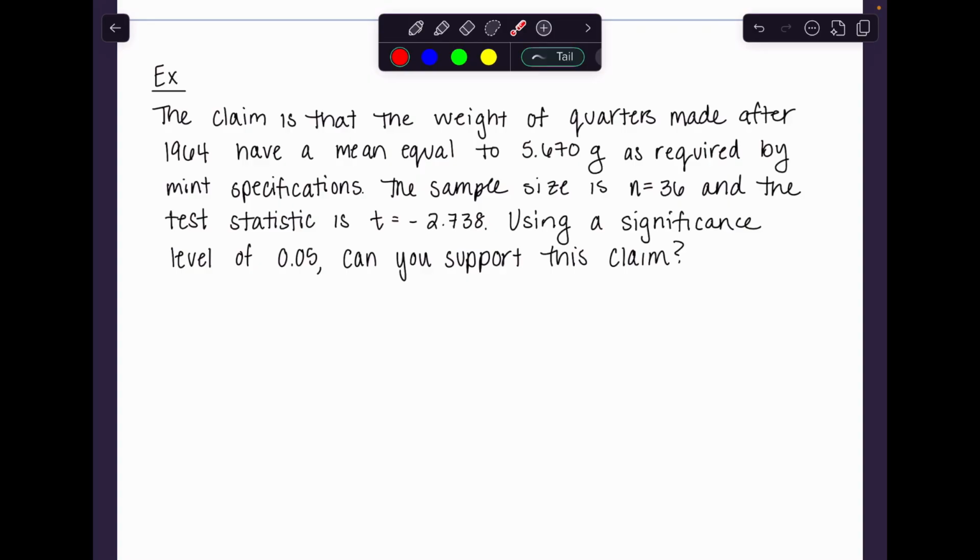Okay. So they did a bit of work for us. We don't know what the sample mean was. We don't know what the sample standard deviation was. They already did that part and calculated the test statistic for us.